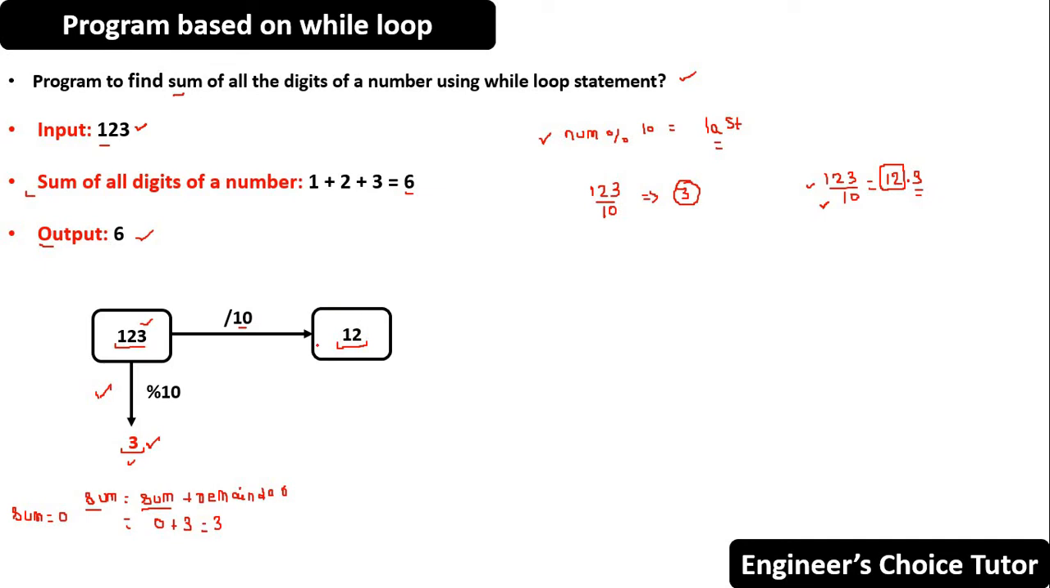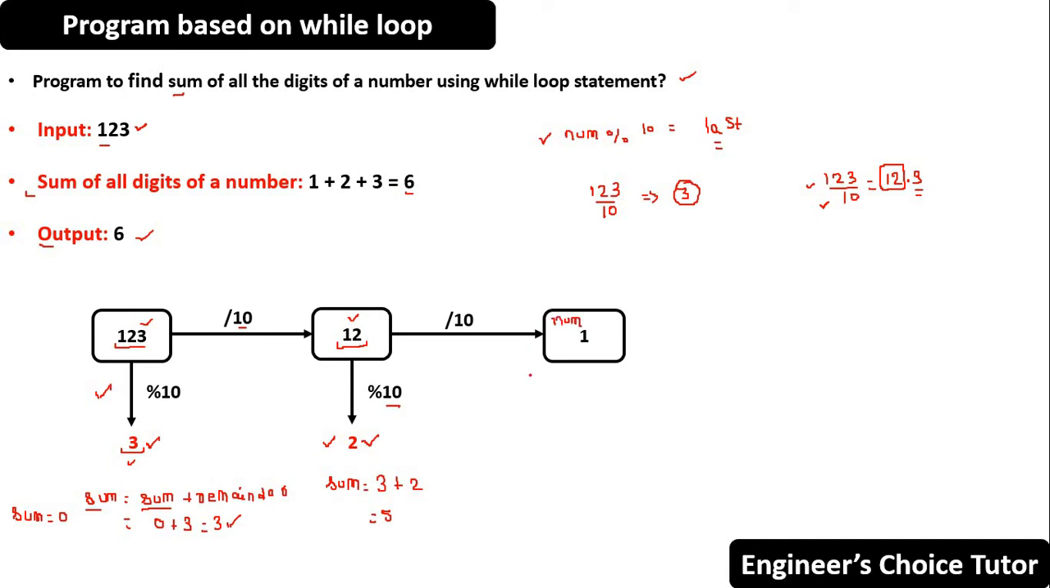Now let's see when the number becomes 12. If I again apply 12 modulo 10, I will get 2 as remainder, right? So sum is equal to sum plus remainder. The sum value is 3 now, so 3 plus the remainder 2 is equal to 5. Now I want to remove the last digit from this number again, so you perform 12 divided by 10. The new number is now 1.